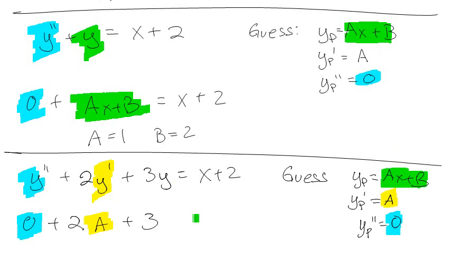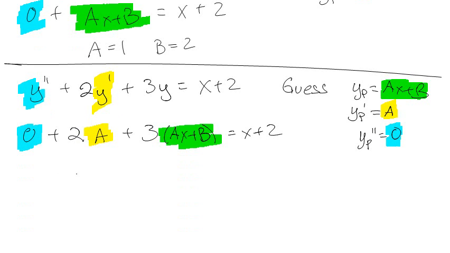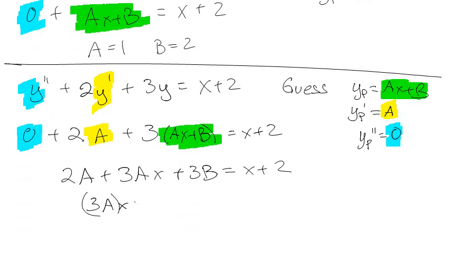ax plus b. And that has to equal x plus 2. So then I can go in here and I can say, okay, so I've got 2a plus 3ax plus 3b has to equal x plus 2, 3ax plus 2a plus 3b equals x plus 2. So I've got 3a is equal to 1, 2a plus 3b is equal to 2.